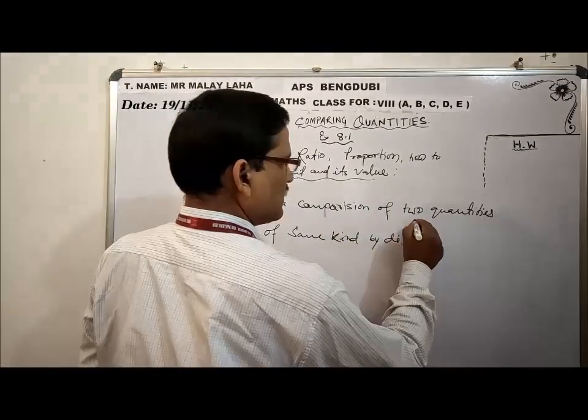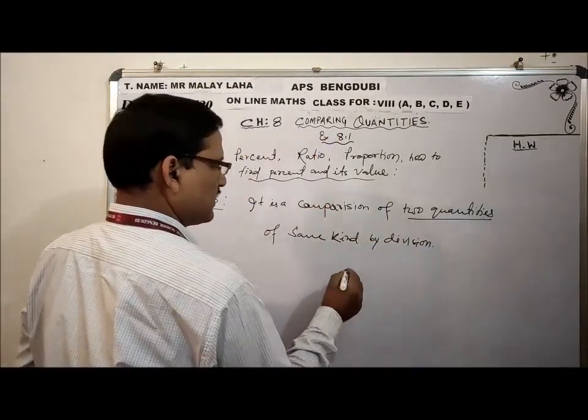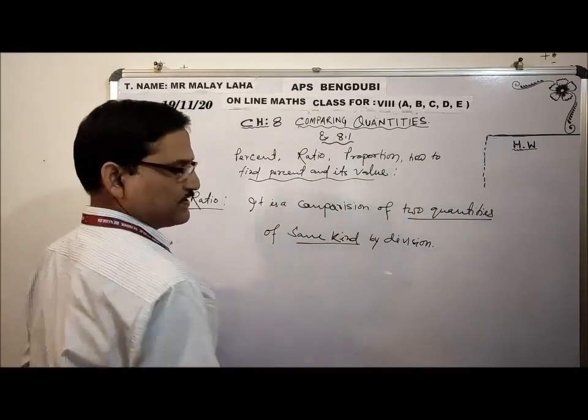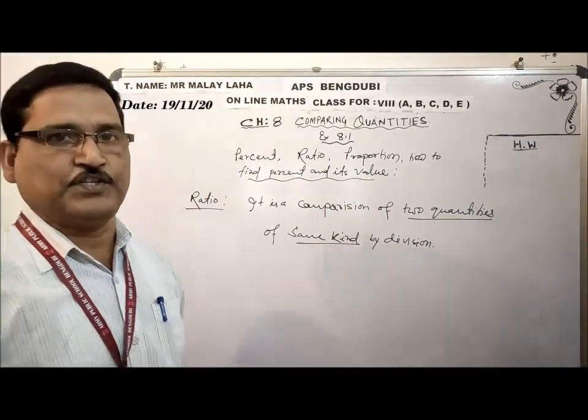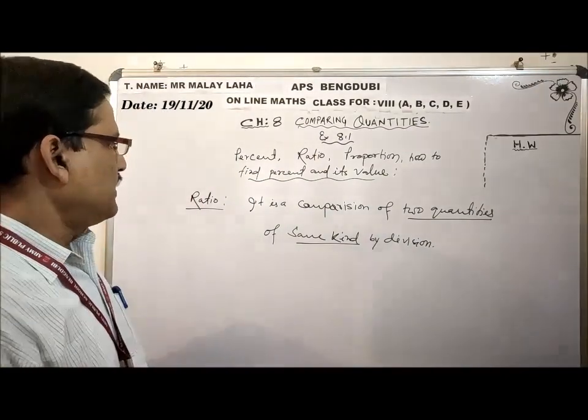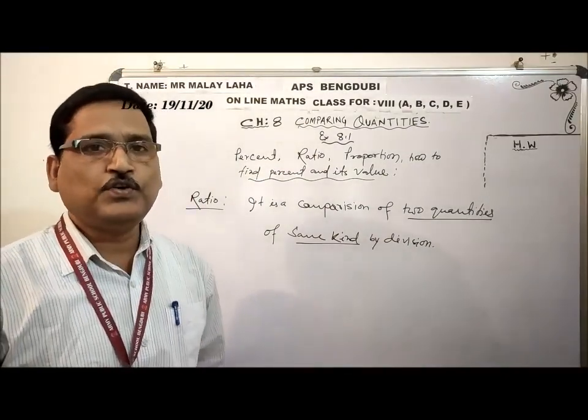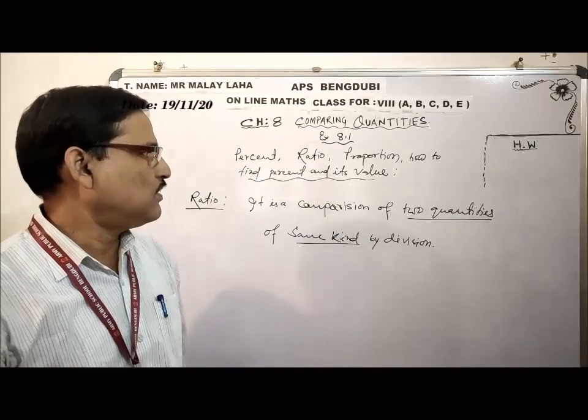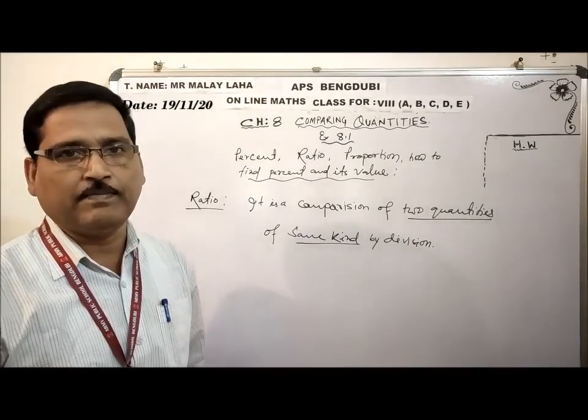Okay, you just underline the two words, two quantities and same kind. This is the most important word for the ratio. Why? I am just discussing. Now I told you ratio is a comparison of two quantities of same kind by division.